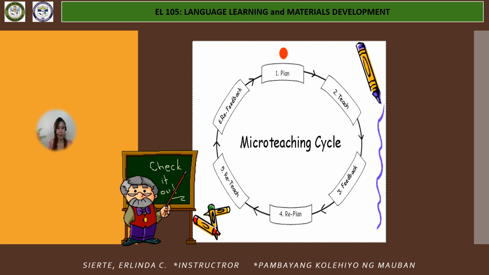The third one is feedback. How are you going to address questions? For example, how are you going to answer the questions given to you? And then replan. Go back to your first step and then replan. Is it suitable? Is it applicable? Is it good enough so that you can take the next step? And then reteach. So you're going to reteach and then give feedback again. That is very important in designing a lesson.